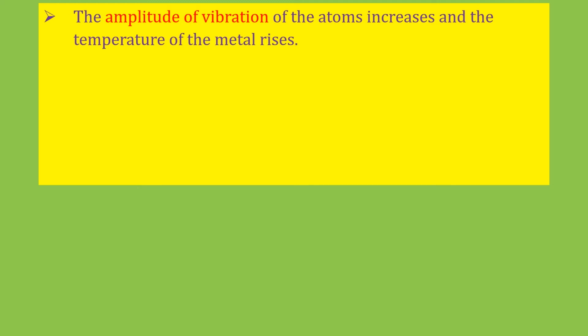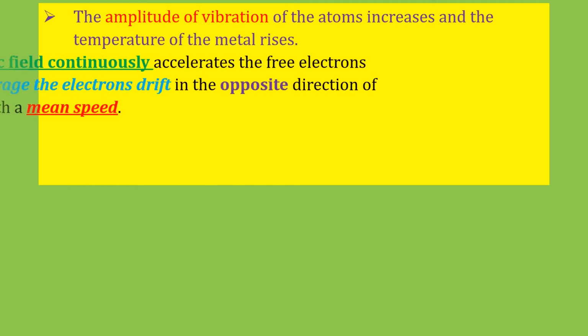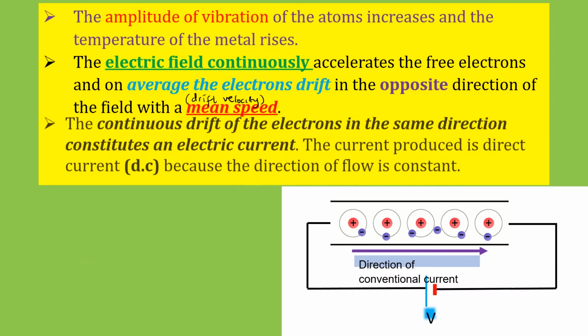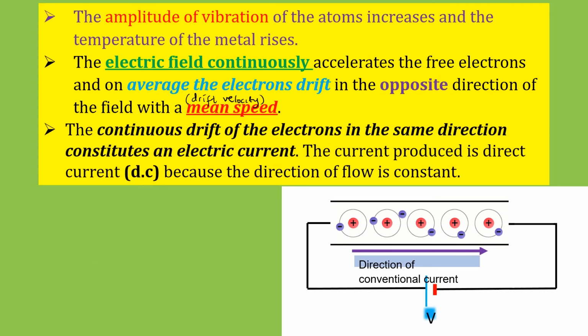try to vibrate. The electric field continuously accelerates the free electrons, and on average the electrons drift in the opposite direction to the field with what we call a mean velocity, and this mean velocity is what we are calling the drift velocity. The continuous drift of the electrons in the same direction constitutes what we call an electric current, and the current produced is direct current because the direction of flow of these electrons is constant.